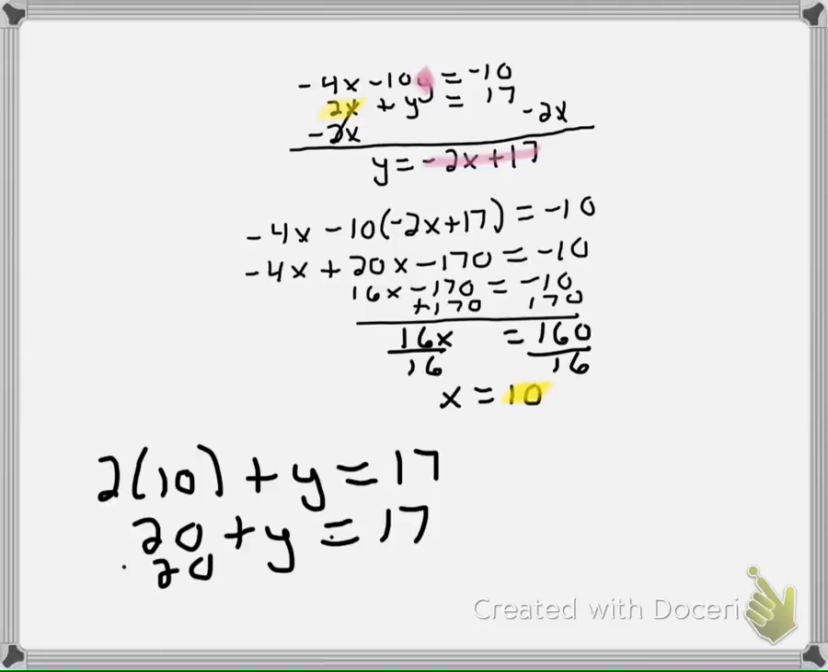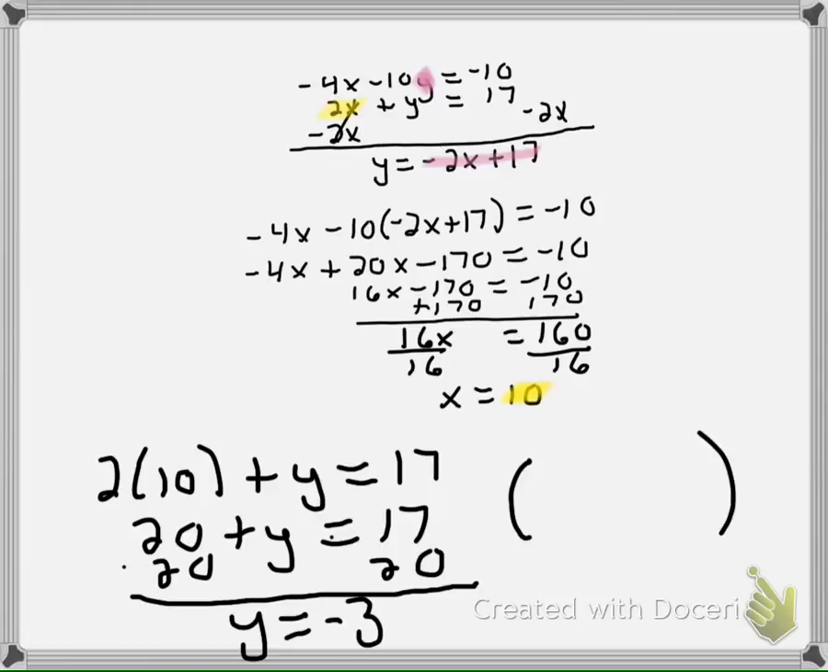Subtract 20 on both sides. And y equals negative 7. Sorry, y does not equal negative 7. y equals negative 3. Stefan's getting a little crazy here. Okay, so now I've got an x and a y. I've got a 10 and I've got a negative 3.